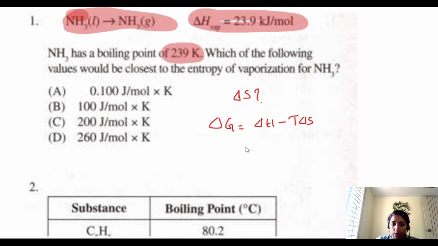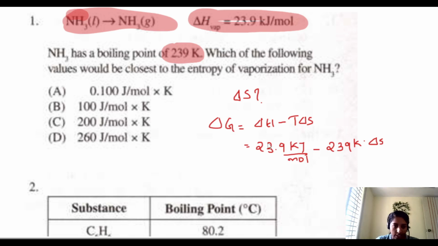Delta H is given as 23.9 kilojoule per mole. The units are also very important. And the temperature is given as 239 Kelvin. And delta S we need. What about delta G? If you know the delta G, then only we can do this problem, right? So what about the delta G?